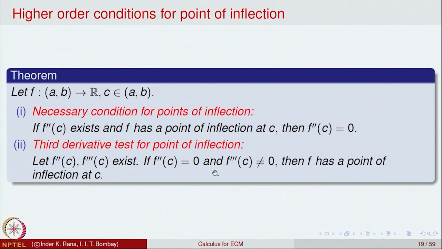So, if the second derivative is equal to 0, but the third derivative is not 0, then the point C will be a point of inflection. So, this necessary condition is in terms of the second derivative. If the second derivative exists, the points where points of inflection can come are the points where the equation f double dash equal to 0 is satisfied.